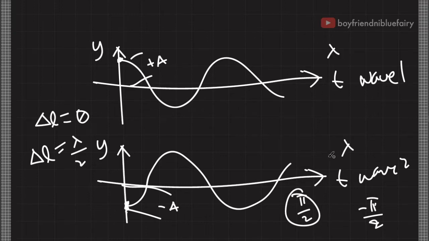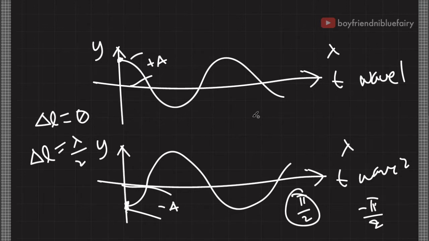So again, when wave 2 and wave 1 have a path difference of lambda over 2, then if you try to superimpose wave 1 and wave 2, the resulting wave is actually a wave with zero amplitude, or it will result in a destructive interference.